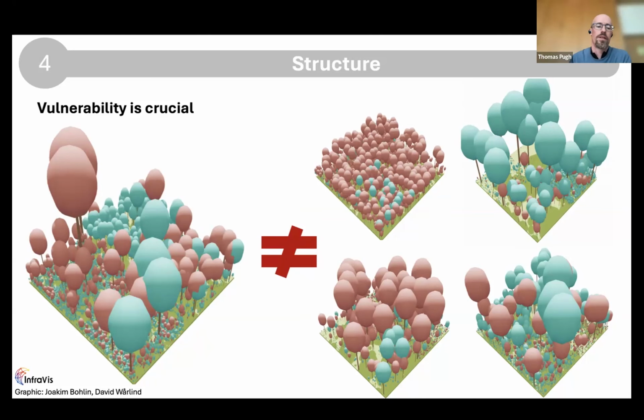If you're thinking about the effects of disturbances or really almost any tree mortality effect, if you look at that model forest on the left, it's not equivalent in mortality terms to any of the four forests on the right. So it's really important that we get this structure correct.